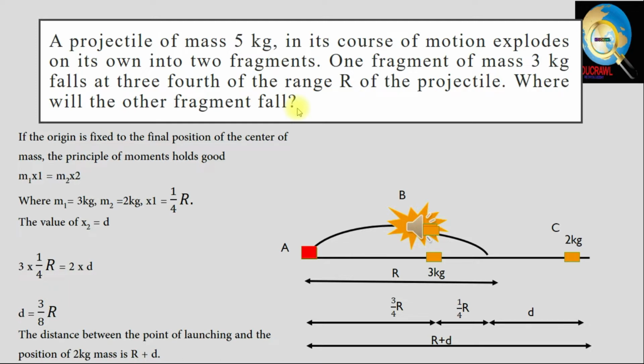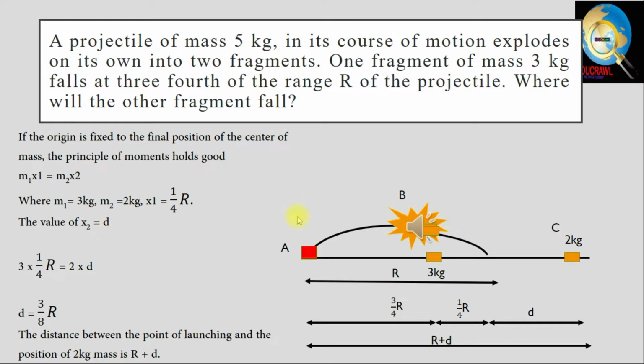First we are going to use the principle of moments formula, which is m1 x1 = m2 x2. Here m1 is the 3 kg mass and m2 is the 2 kg mass. And here x1 is equal to 1/4 r, that is 1/4 of the range the object is displaced. So we need to find the value of x2, where the second object falls.